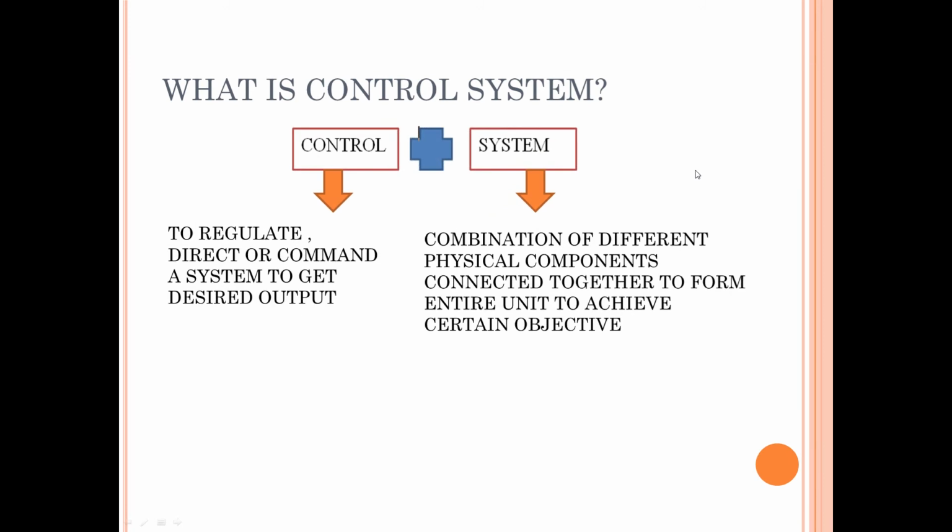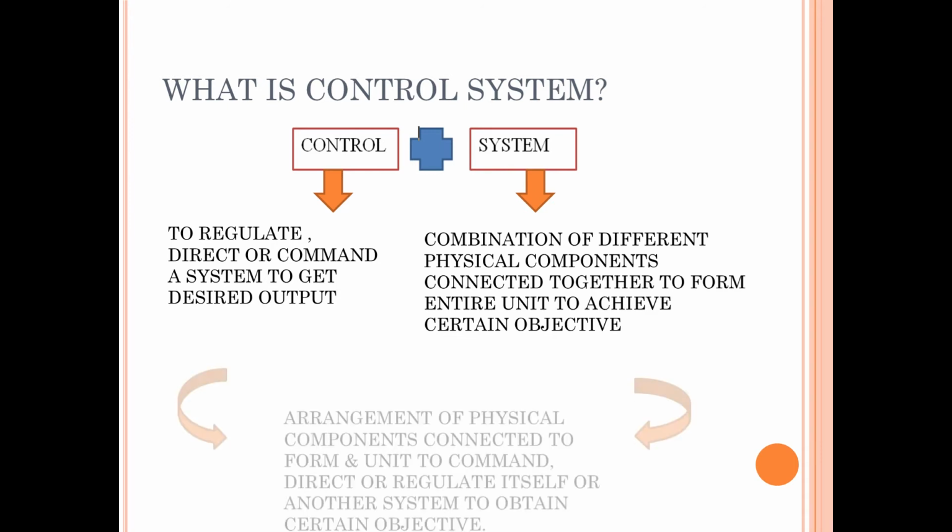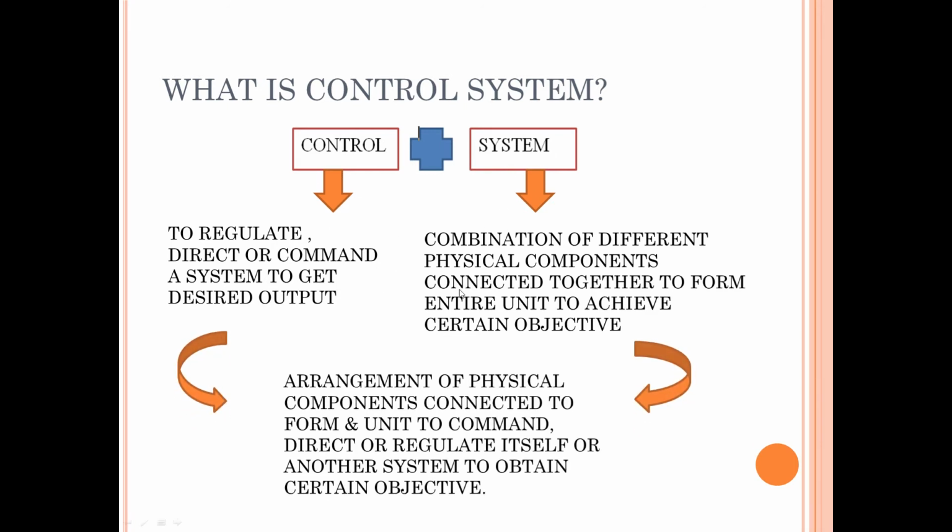So what is a control system? It is a combination of two words, control and system. Control means to regulate, direct, or command a system so that a desired objective can be obtained. And the system is an arrangement of a combination of different physical components that are connected or related together to form an entire unit to achieve a certain objective. That means it operates on an input, and according to that input, it produces an output. Addition of these gives the control system.